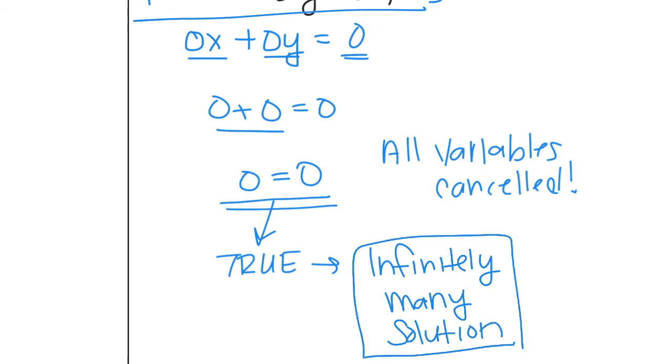All variables canceled, we were left with a true statement, 0 equals 0, 2 equals 2, 4 equals 4, anything like that, and we have infinitely many solutions.